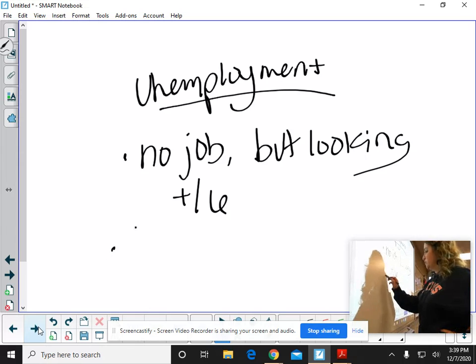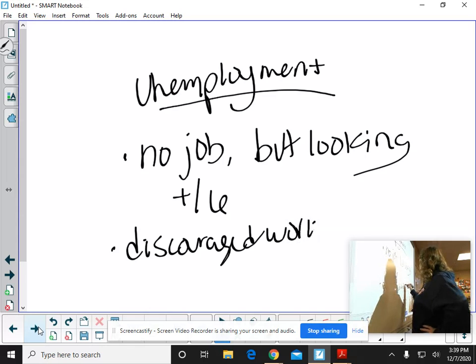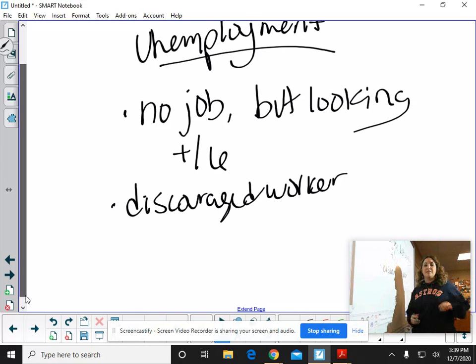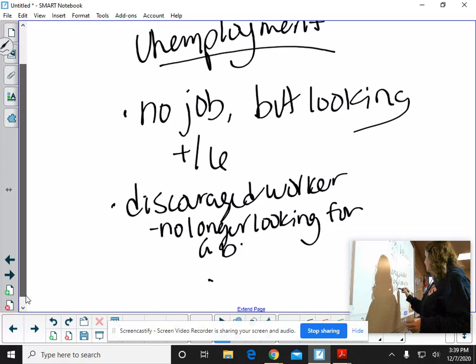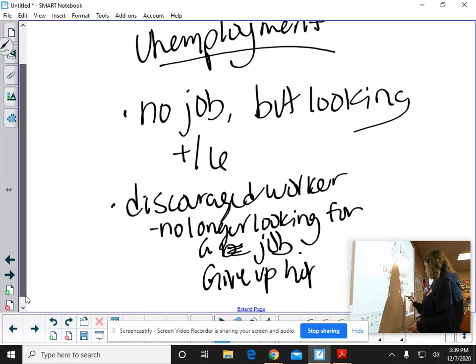There's also something called a discouraged worker. A discouraged worker is not a worker. I know it sounds like they're a worker, but they have lost hope. They are no longer looking for a job because the job market is so bad that they've given up hope. And so it looks like, oh, well, if they've given up hope, that's really bad. Like the economy is so bad.